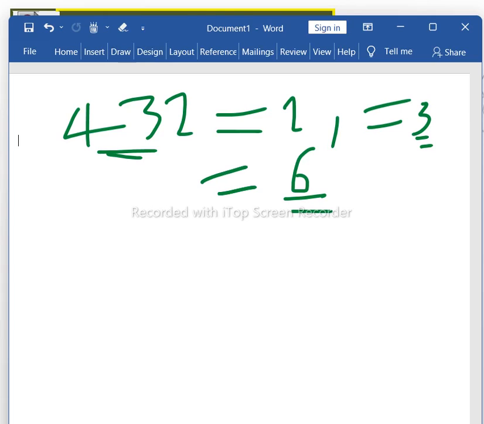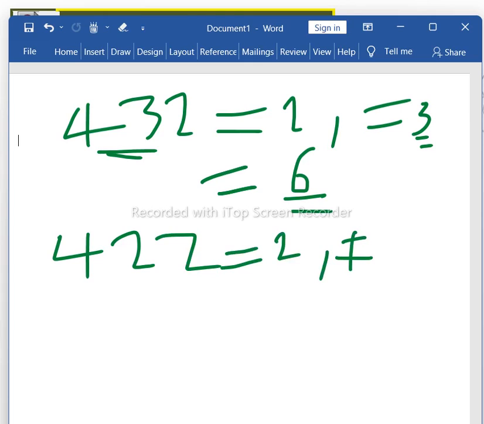If you take this example, 422, this number is divisible by 2 but not divisible by 3. So it is not divisible by 6, because it is divisible by 2 but not by 3. If a number is divisible by 3 and 2 at the same time, it will be divisible by 6.